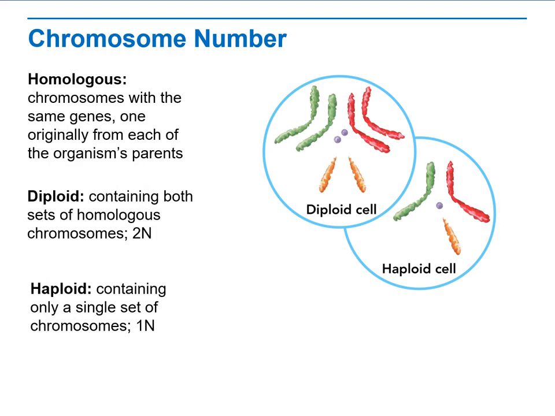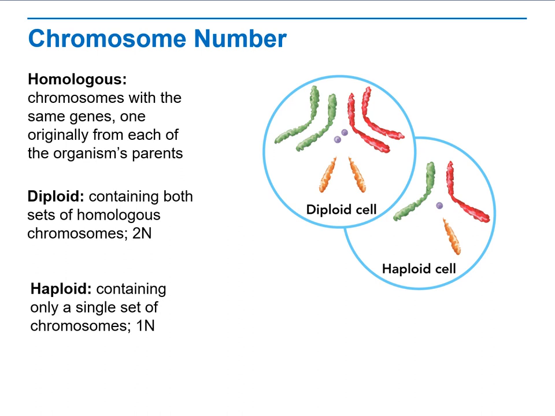First of all, we need to talk about the chromosome number. Now, when we talk about chromosomes, we need to understand that chromosomes are homologous in their structure. What does that mean? It means chromosomes with the same genes, one originally from the parents and the other one is the new one.